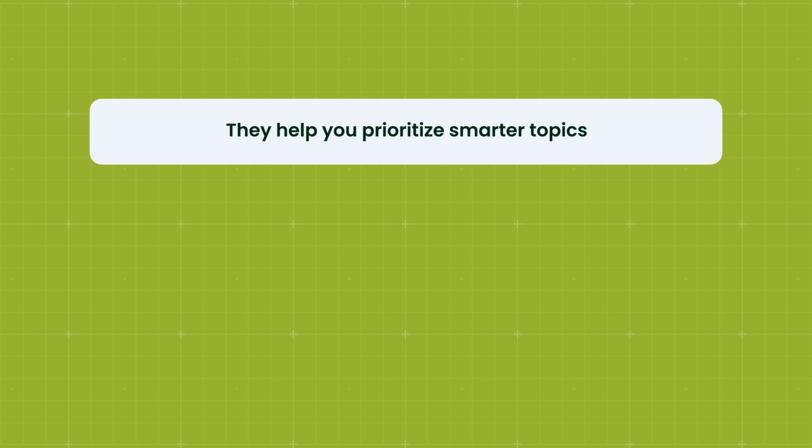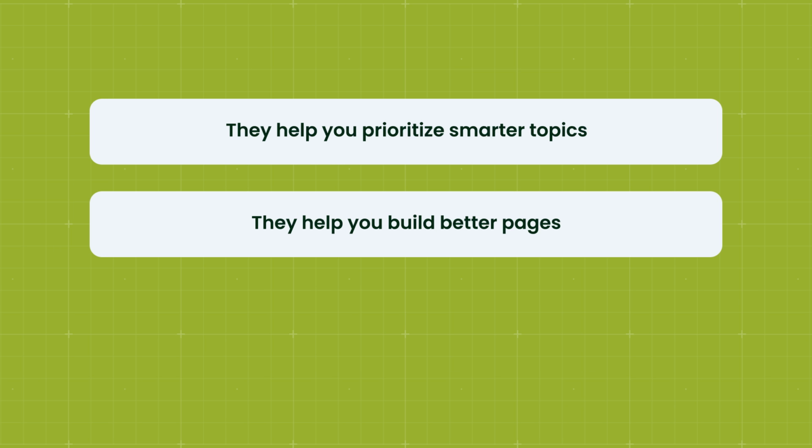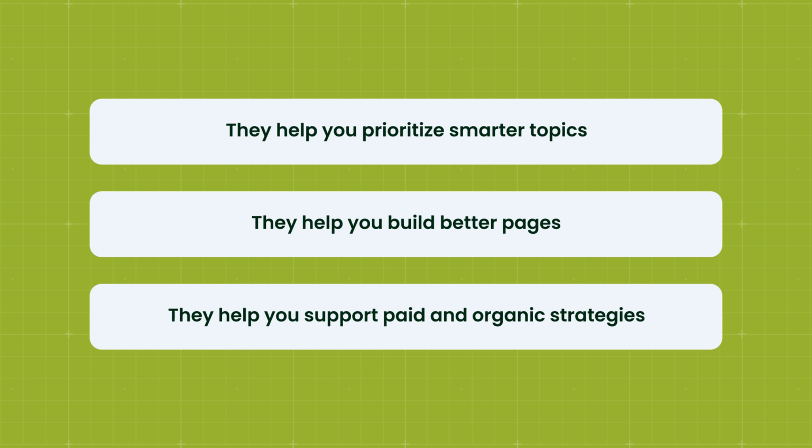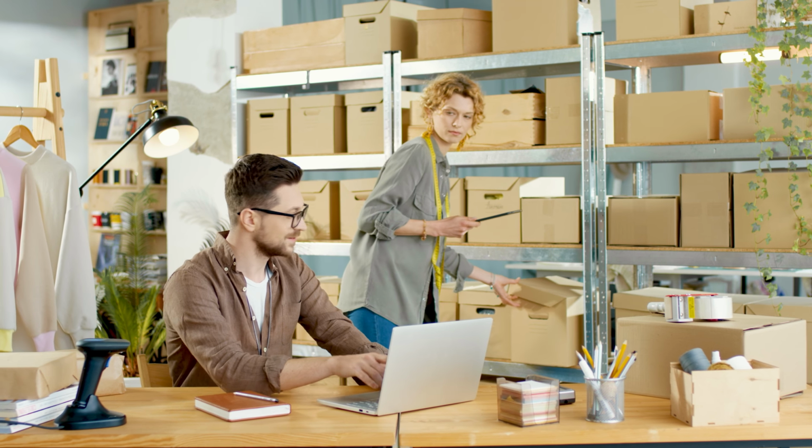This is where buyer intent keywords earn their keep. They help you prioritize smarter topics. They help you build better pages. They help you support paid and organic strategies and spend less time celebrating traffic that's just going to annoy your sales team, because brand awareness doesn't always convert into sales. And sales and revenue is what matters. Yes, brand awareness matters too. But if your keyword strategy is bringing all the boys to the yard, but they are failing to pick up that milkshake, you've got a problem, folks.